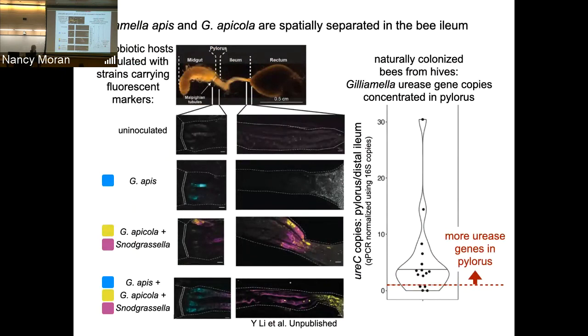So these were lab bees artificially colonized with just a few strains. But even in hive bees, if we look for the urease genes, which are a marker for apis, we find that they dominate in the pylorus. Basically, even in just wild bees taken from the hive, you still get this pattern.